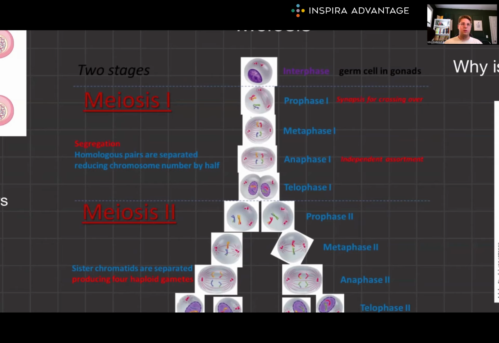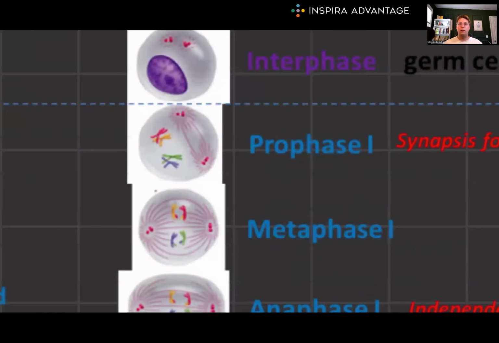So starting with meiosis 1, we've got prophase 1, which is when the homologous chromosomes pair up and undergo crossing over, so we're sharing some genetic information. Metaphase is the exact same, anaphase is the exact same, telophase is the exact same. We're resulting in 2 cells, except the chromosome number is different. After telophase 1, we have half the number of chromosomes.